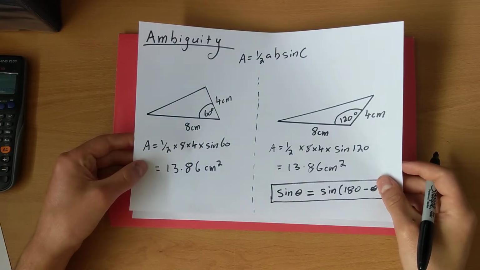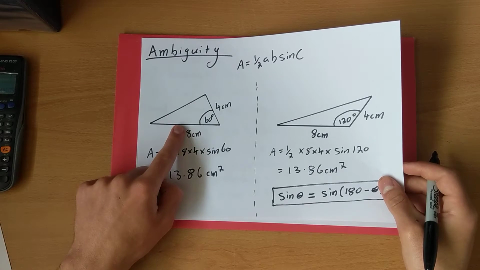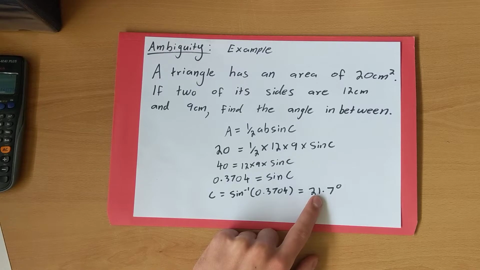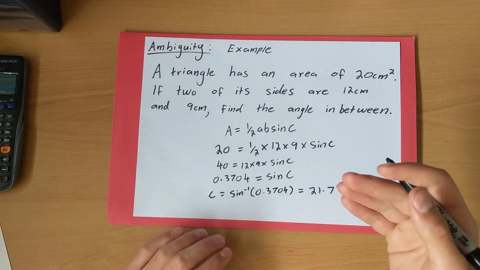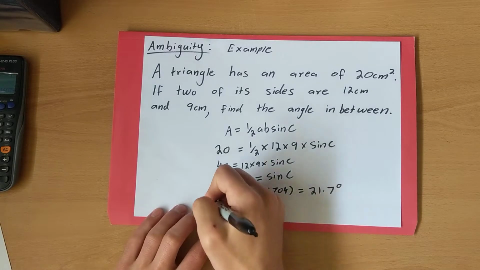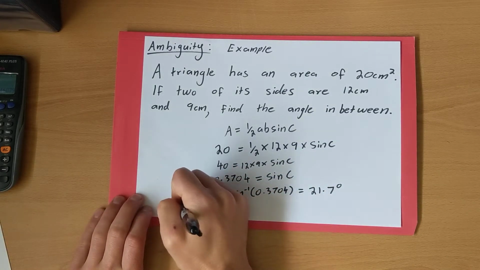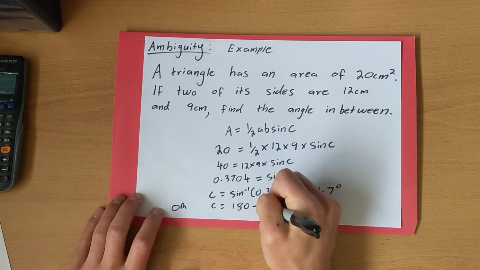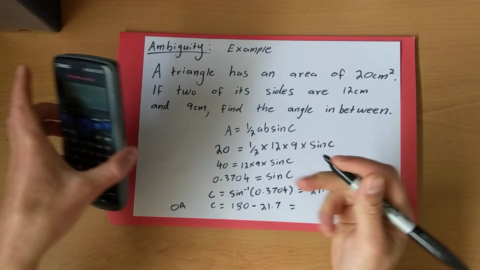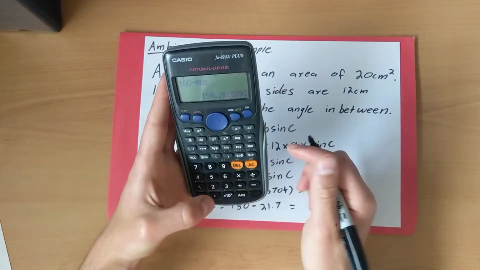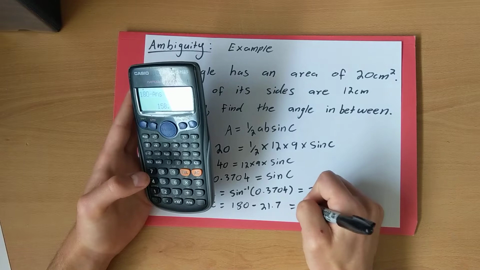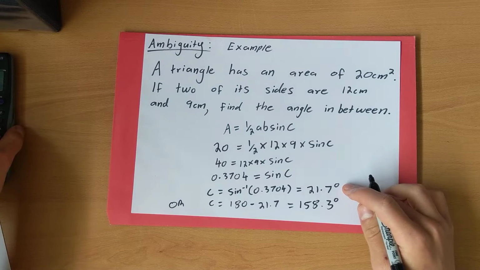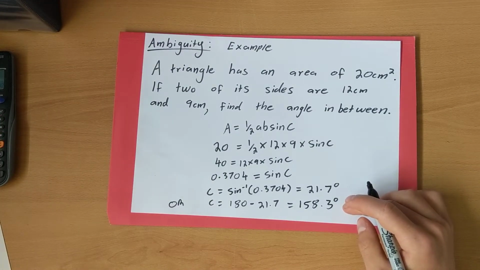This triangle is ambiguous. We're not actually sure. It could look like this. It could be an acute triangle with an angle of 21.7 degrees. Or it could be an obtuse triangle where C could also be 180 minus 21.7, which would equal 158.3. So it could be 21.7 degrees, or it could be 158.3 degrees.